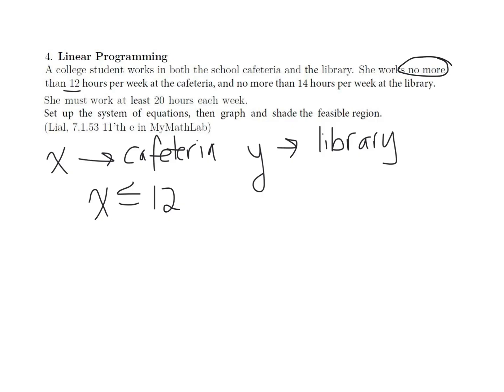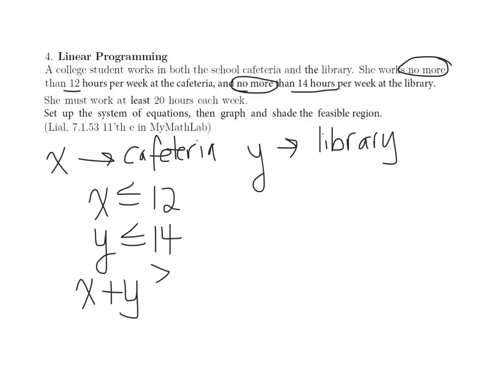Then it says here that this student works no more than 14 hours a week at the library. So the library hours represented by Y would have to be less than or equal to 14. The statement, she must work at least 20 hours each week, that would mean that the combined hours in the cafeteria plus in the library have to be greater than or equal to 20, right? So that's how we're going to set up these inequalities.